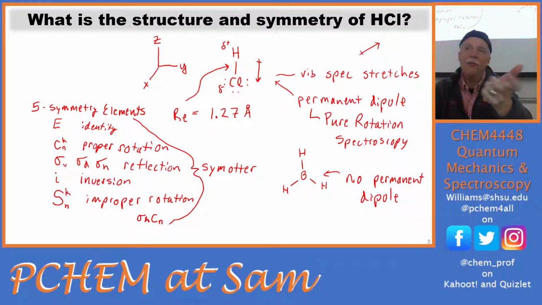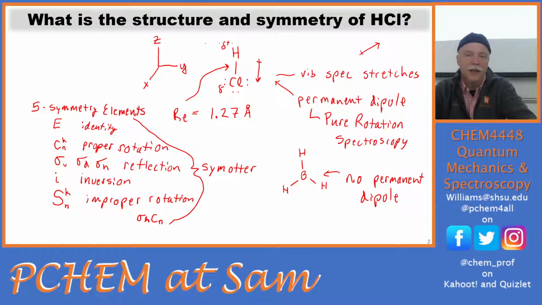A Ci would have identity and inversion. A C2, I think it just has the identity and a C2 rotation. Cs only has the reflection plane. So those are very low symmetry, not very symmetric molecules. This molecule has an infinite number of symmetry elements.